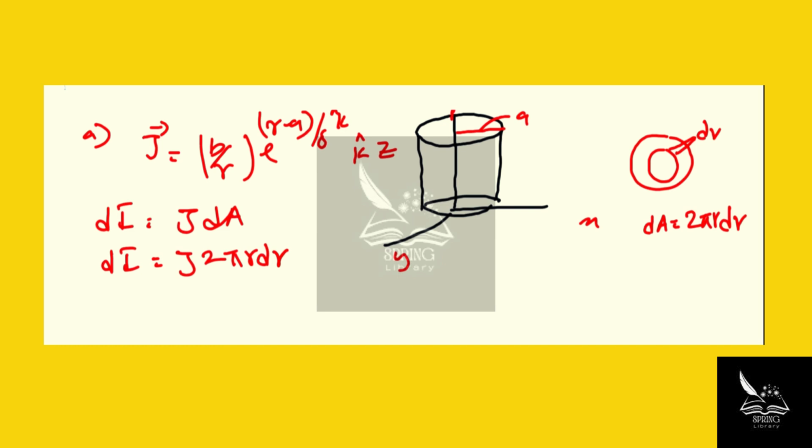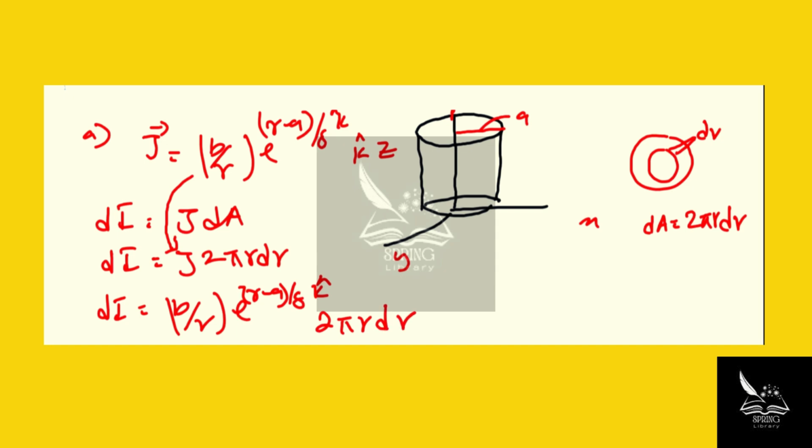Then we bring down the j that we wrote here. So we'll substitute this j and find di. So di will be then b over r times exponential r minus a over delta in the k cap direction, so j times the 2 pi r times the dr. Then the total current passing through the wire equals the integration over the whole wire from r equals 0 to r equals a.